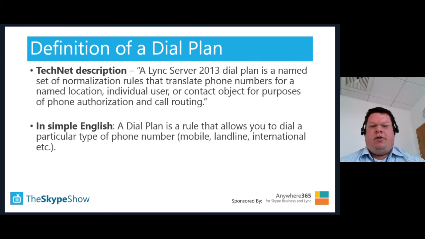So first of all, what is the definition of a dial plan? If you have a look on TechNet, the statement from Microsoft is that a Lync Server or Skype for Business Server dial plan is a named set of normalization rules that translate a number or numbers from a named location, individual user, or contact object for the purpose of phone authorization and call routing. In simple English, this means that the dial plan essentially allows you to make a call, and it's the first part of the call authorization. Without proper normalization, any call to the PSTN is going to fail, or you're going to have significant problems.